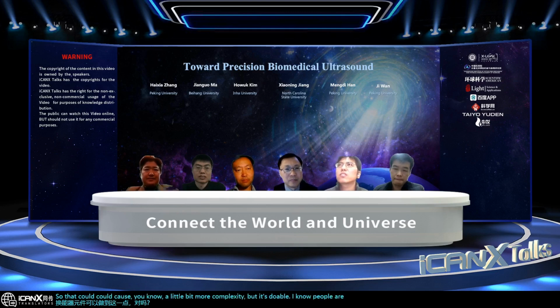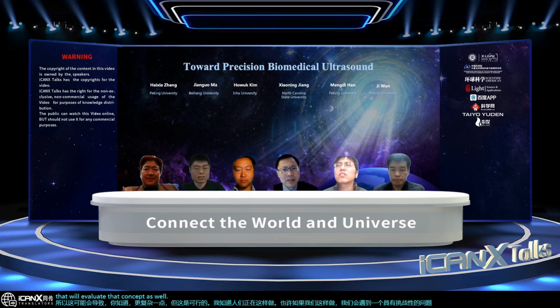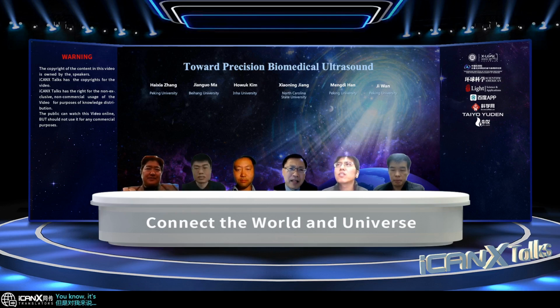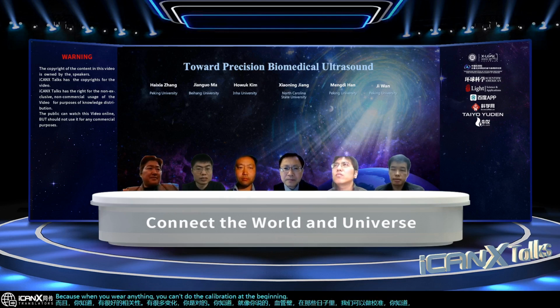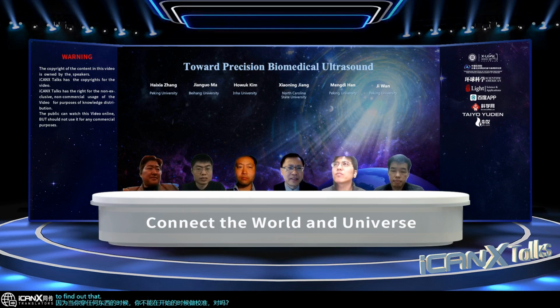I know people are doing that. Maybe down the road, if we have a challenge, we will evaluate that concept as well. But to me, if we can do the single element in the wearable and have a good correlation, there are many variations, you're right. As you said, the vessel wall and those things, we can do the calibration, because when you wear anything, you can do the calibration at the beginning, right? To find out the correlation factor and then use that, that's good.